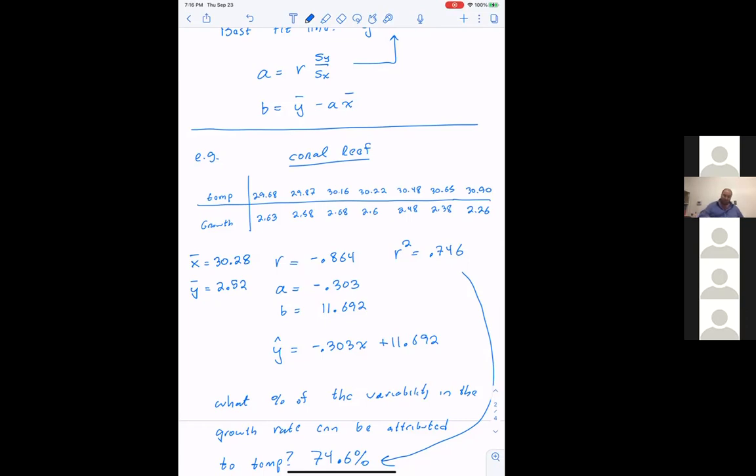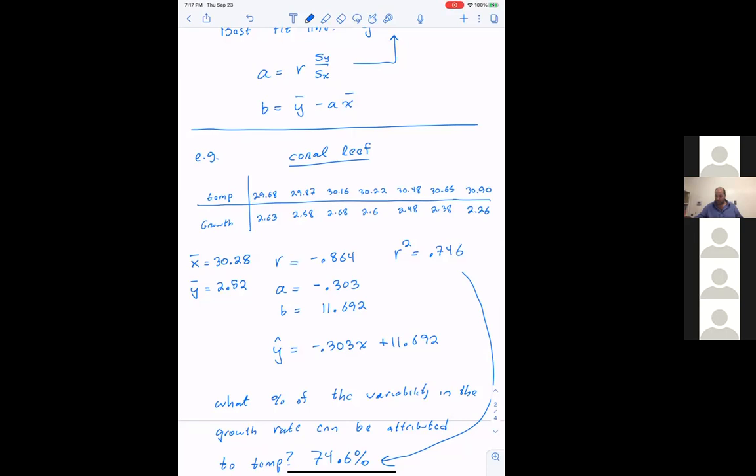Yeah. And do me a favor, go back to your graph. I would like you to move the cursor to 30.28, 2.52, and tell me what you noticed about that point.